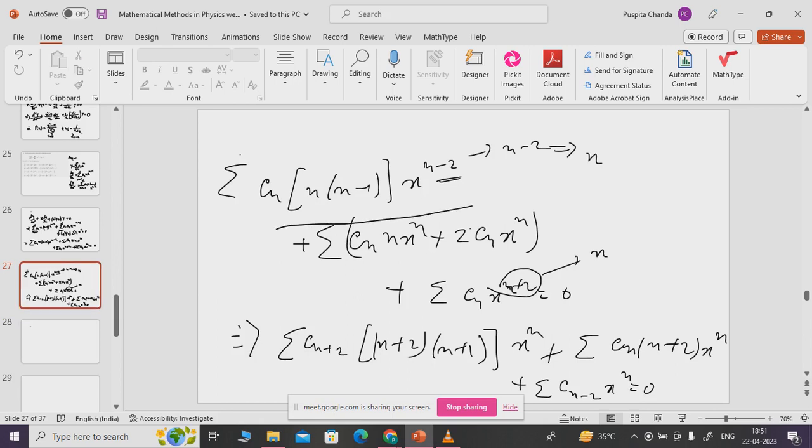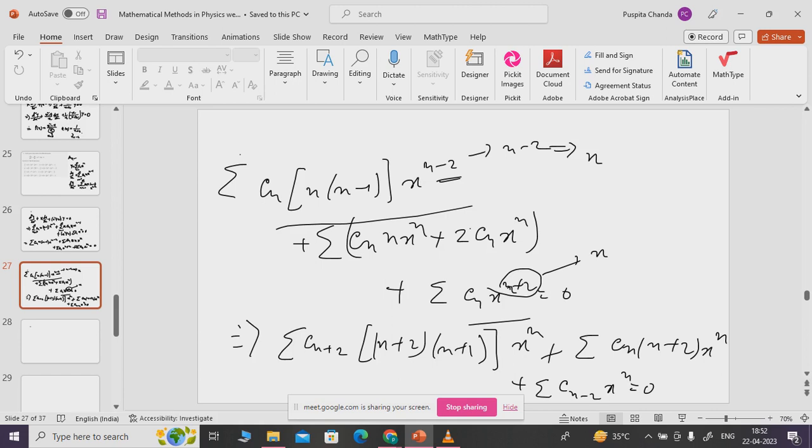Okay, here we replace n-2 by n, and here we replace n+2 by n, to make all the powers of x equal to x to the power n, so that we have a recurrence relation. Because here all the coefficients are Cn, we will not get any recurrence relation. We need a relation such that if we know c0, we can know c1 or c2. To solve the equation, we need a recurrence relation, like c(n+2) is something into cn, or cn is equal to something into c(n-2). But here all the coefficients are cn, so we will not get any recurrence relation.